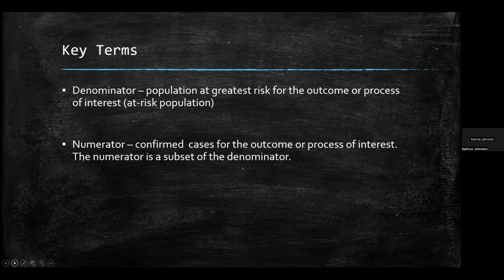We talked about doing surveillance for C-sections, so the denominator would be all of the women who had C-sections, and then the numerator would be the number of women who develop a surgical site infection as a result of that cesarean section. And so the numerator, the women who have the infections at the incision site, have to be included in the denominator in your counts.